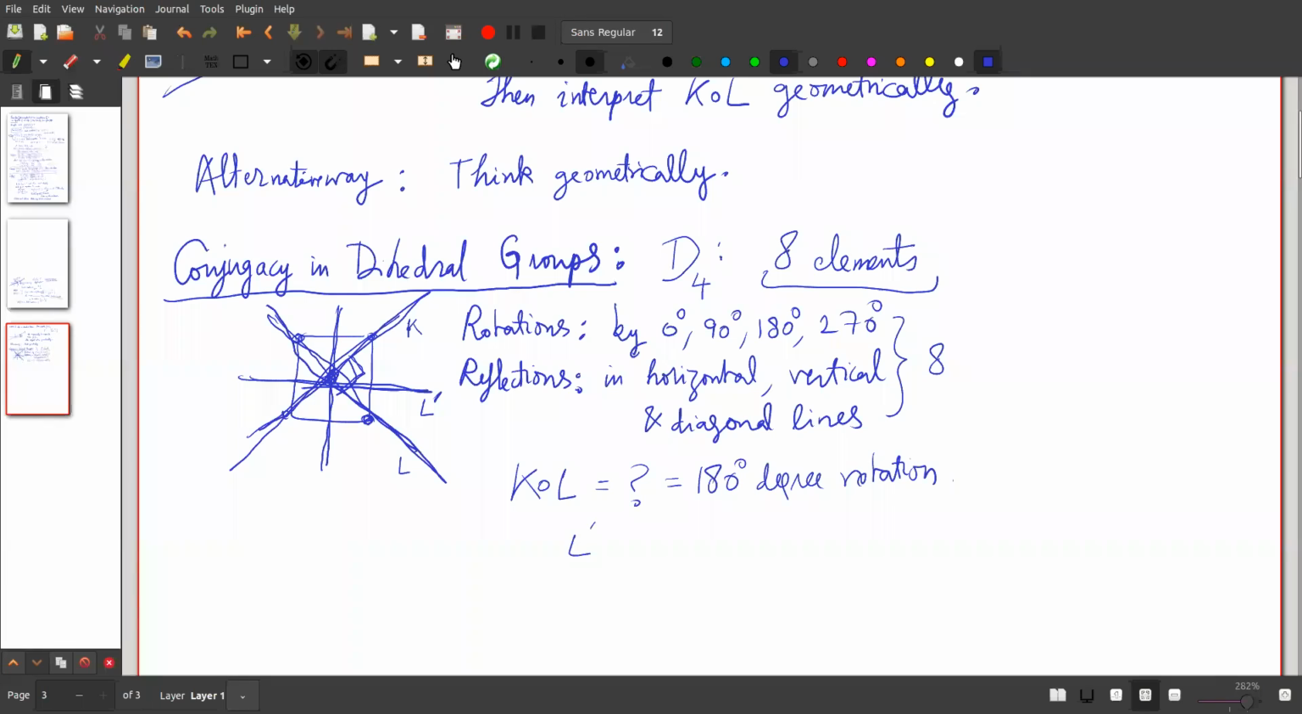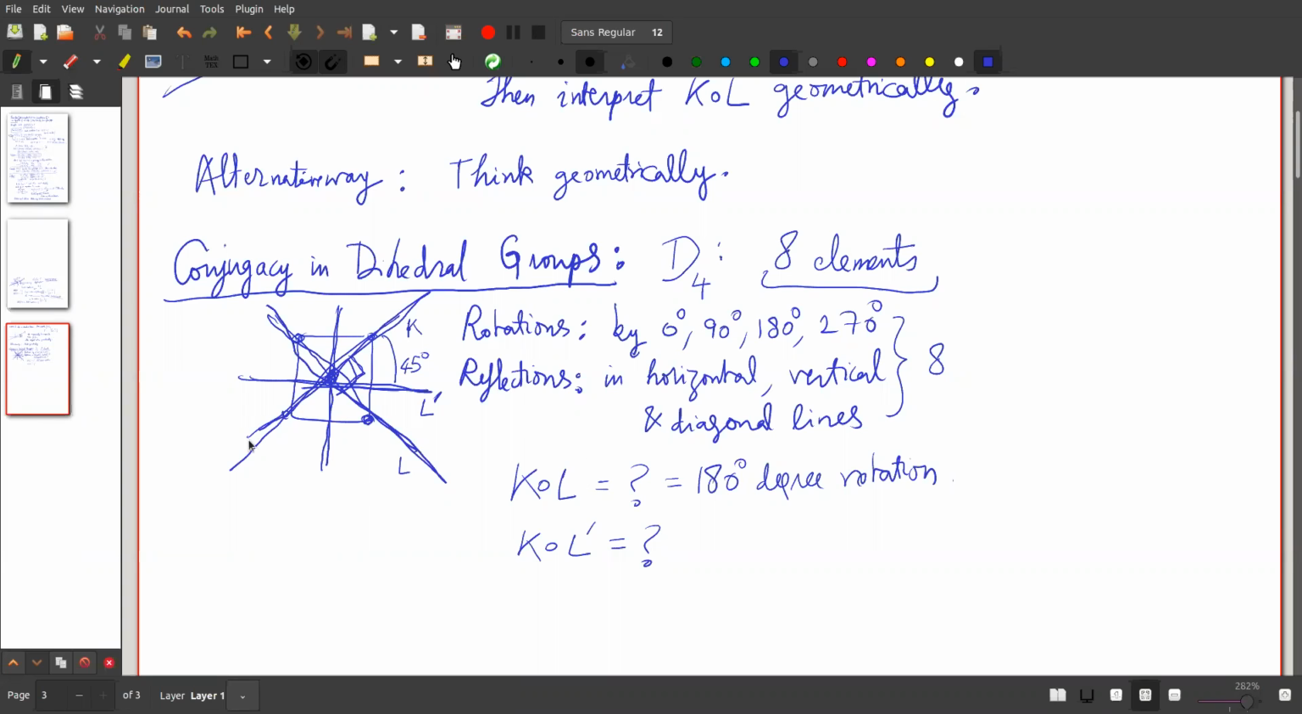So the question is L prime composed with K. I'm doing first L prime and then K. That is precisely like the previous problem where this angle is 45 degrees. And this must also be a group element. Which one is it? I hope you understand the usefulness of the previous exercise. It helps to think geometrically about dihedral groups. The exercise is very useful and very basic.